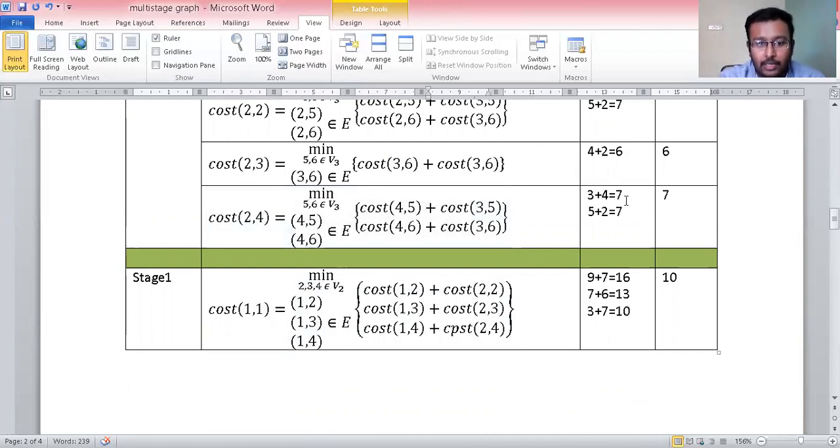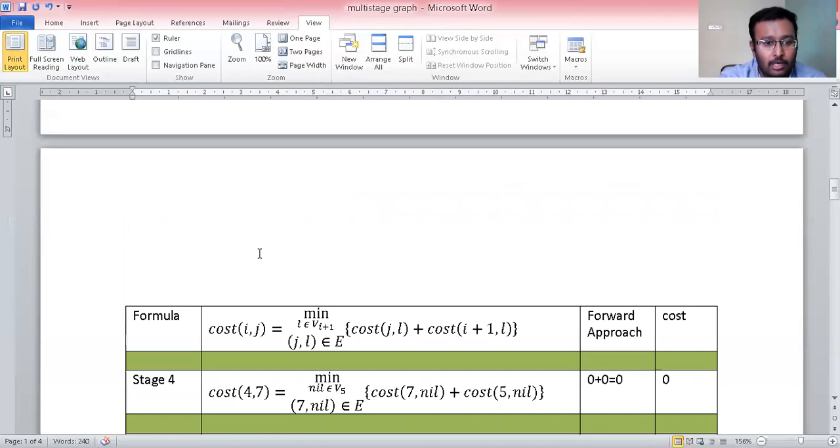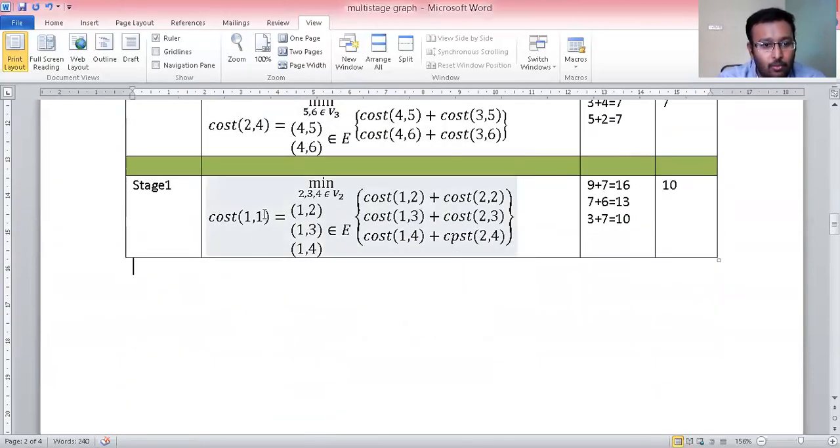So both are equal. So I am going to select both the vertices, that is 5 as well as 6. Now I am left with only one column, that is the last stage. So from vertex 1, at stage 1, I am going to calculate the answer.